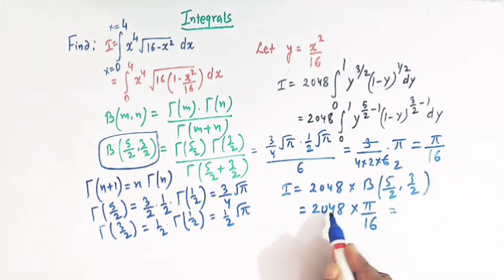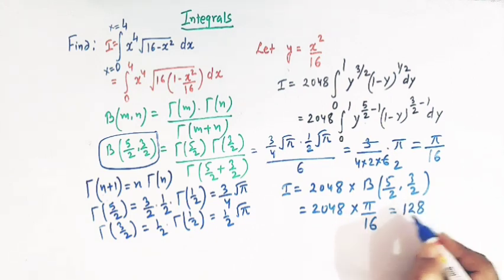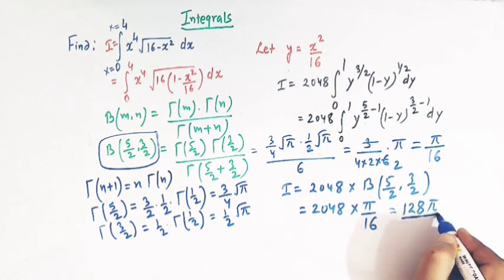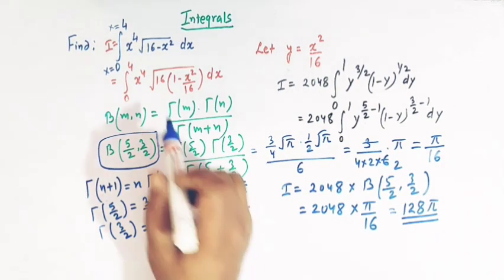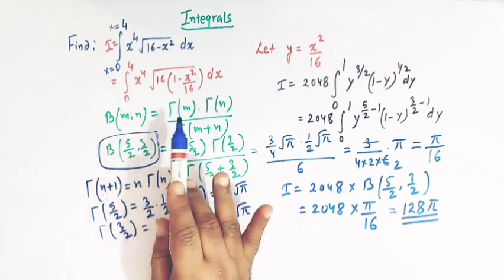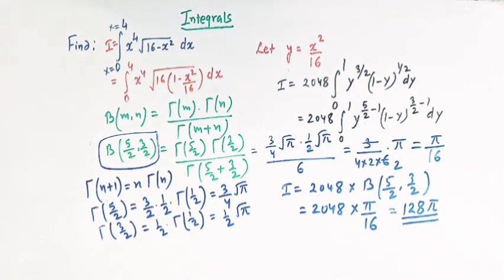Now if we divide 2048 by 16, we'll get 128, right? So we have 128 times pi, right? So the value of this integral using the concept of beta function and gamma function is 128 times pi, right?